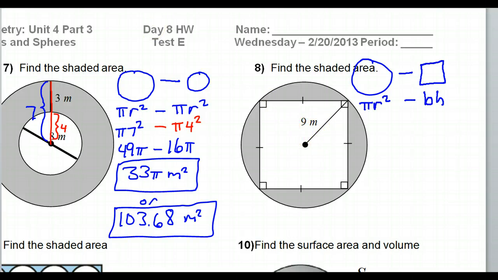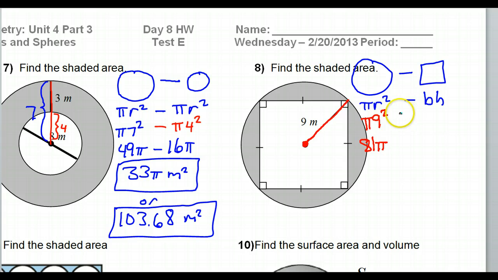So let's start with Mr. Circle. We need the radius to find this. So the radius goes from the center of the circle out to the edge. So this 9 meters here, that is the radius. So I can use that. So that makes this pi times 9 squared, which is 81 pi, by the way. Maybe I'll go ahead and write that down also. 81 pi, because 9 squared.